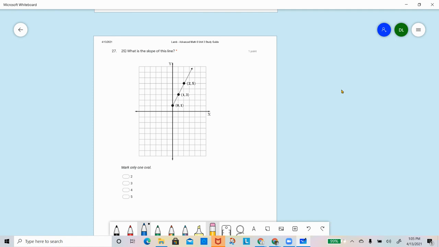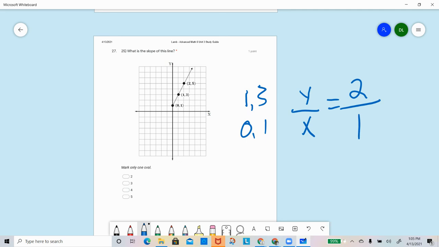Okay, what is the slope of this line? Well, let's make it easy. Okay, we got (1, 3) and we got (0, 1). What's the change in our y? So we want y over x. So we have a change of 2 over a change of 1. That's all there is to it. It's right there.